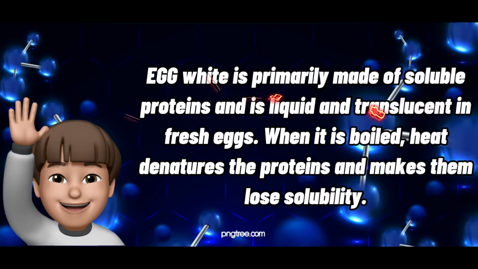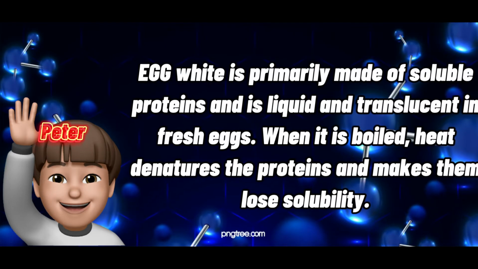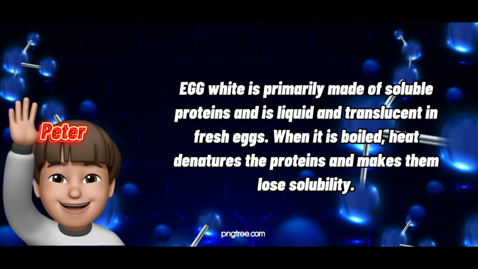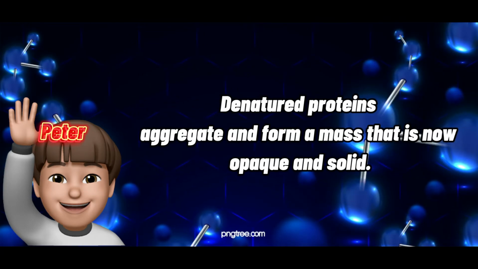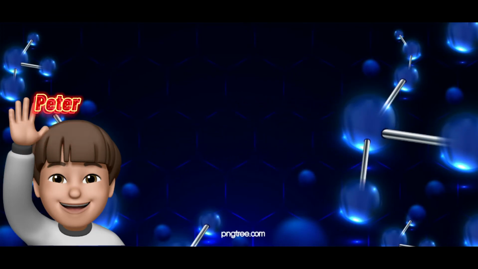Egg white is primarily made of soluble proteins in its liquid. It is translucent in fresh eggs. When it is boiled, it denatures the proteins and makes them lose solubility. Denatured protein aggregates and forms a mass that is now opaque and solid.